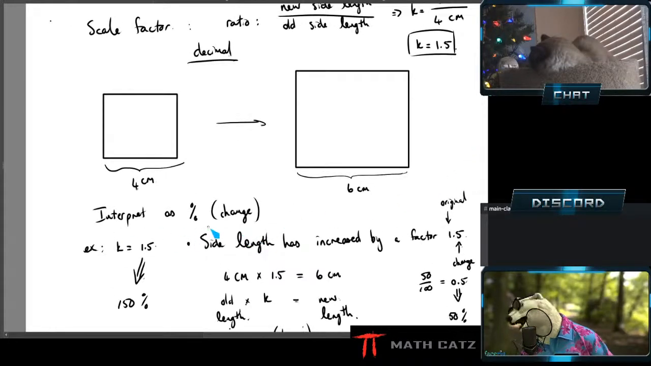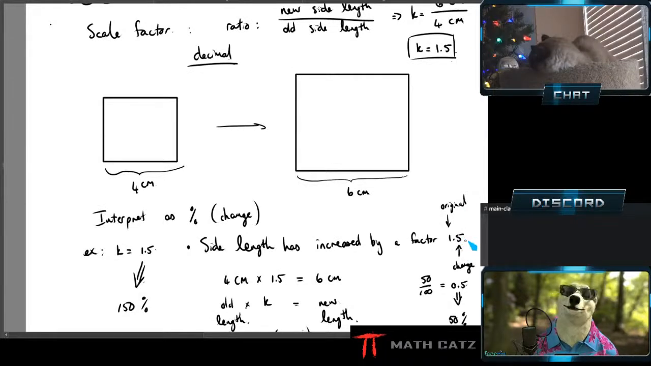So I want to interpret it as a percentage. First of all, there's a couple of things I can say that are all equivalent. Like I said, the side length has increased by a factor of 1.5. The 1.5, if I dissect that a little bit, the 1 comes from the original, because if I say the scale factor is 1, then 4 changes to 4. Nothing happens. The fact that the scale factor is greater than 1 means there was an increase in the side lengths.